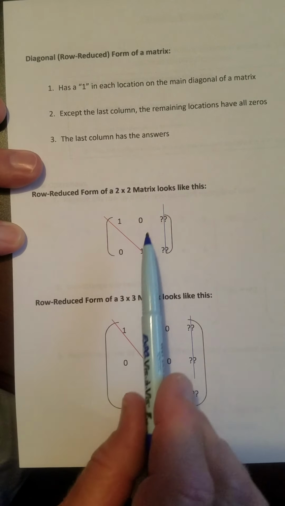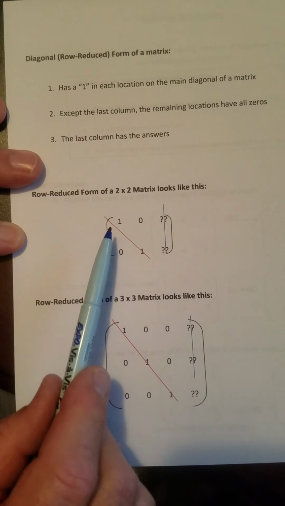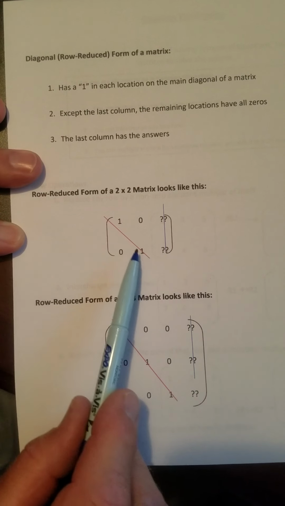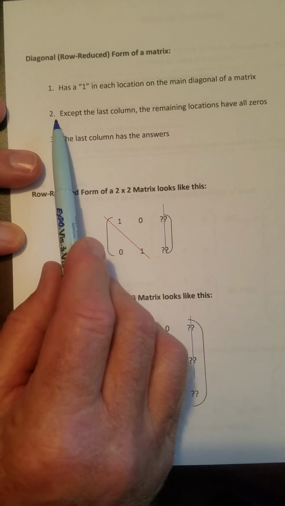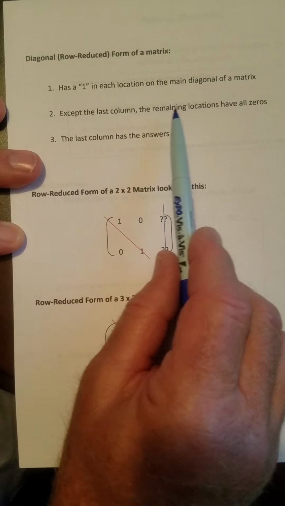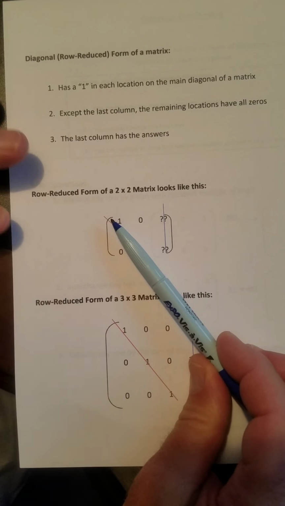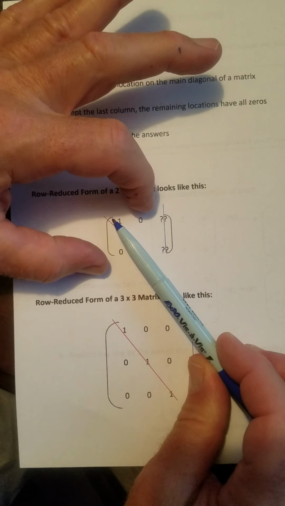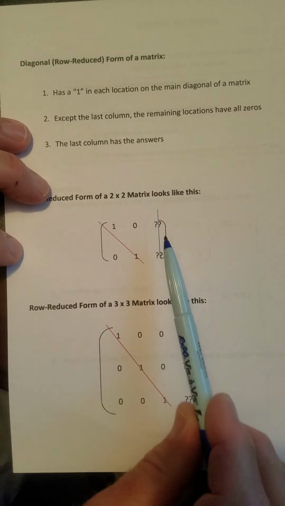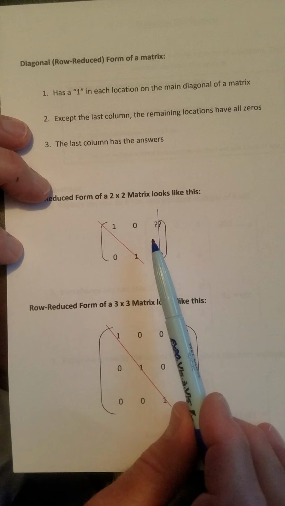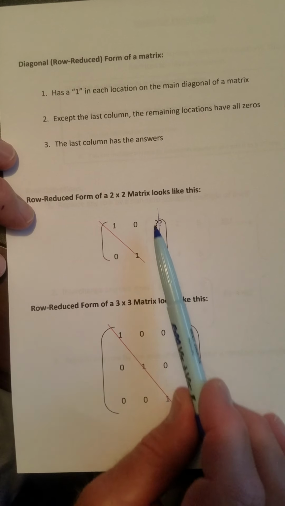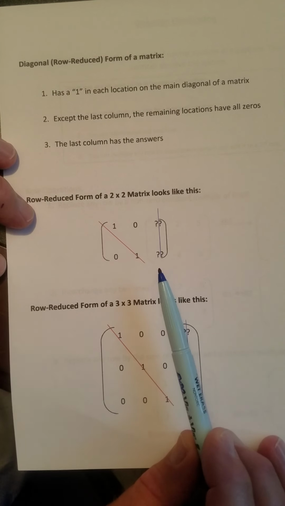Let's skip down in here. Here's a 2 by 2. Here's the main diagonal. There's your 1s. Number 2, except for the last column, the remaining locations all have 0s. So my 1s were here. See the 2 zeros? And then there's going to be 2 numbers right in here. We don't know what they are yet. But the last column, once we figure that out, those will end up being my answers.